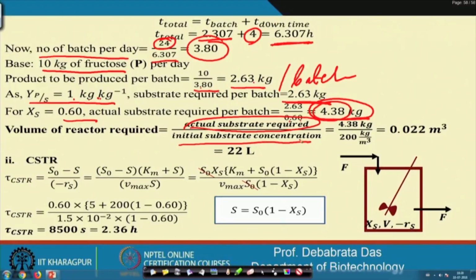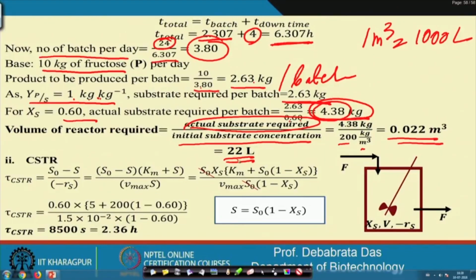And what is the initial concentration of substrate? 200 kg per cubic meter. So, our volume is coming 0.022 cubic meter. This is equal to 22 liters. We know 1 cubic meter is equal to 1000 liters. Am I right? Just multiply that by 1000, you will get 22 liters.